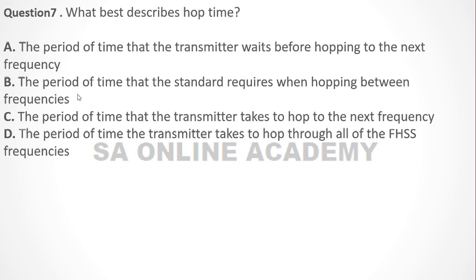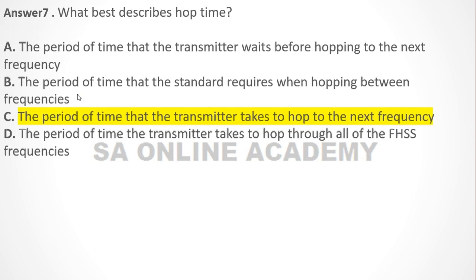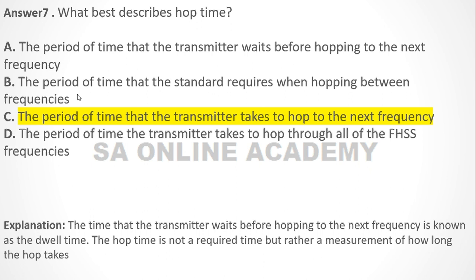Question 7: what best describes hop time? Option A, the period of time that the transmitter waits before hopping to the next frequency. B, the period of time that the standard requires when hopping between frequencies. C, the period of time the transmitter takes to hop to the next frequency. Or D, the period of time the transmitter takes to hop through all of the FHSS frequencies. The correct answer is option C. The period of time that the transmitter takes to hop to the next frequency is known as hop time. Okay.